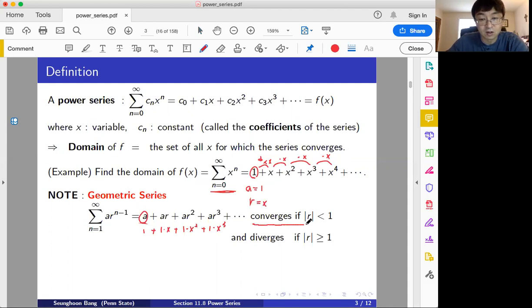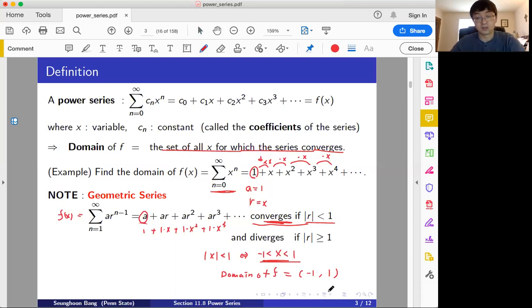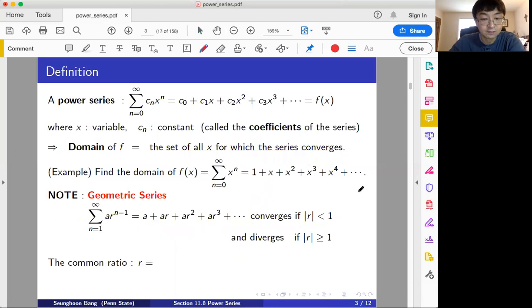So we have a convergent result when the absolute value of r is less than 1. That means the absolute value of x is less than 1, which is the same as x being between negative 1 and 1. So what is the domain? The domain of this function f of x is the set of all x for which the series converges. So we have a convergent result when x is between -1 and 1. So the domain of f is the open interval (-1, 1). This is the domain of the function. Okay, this is the idea.